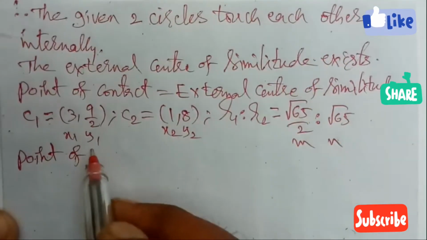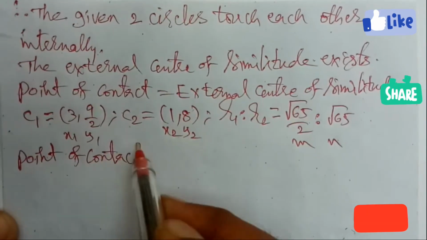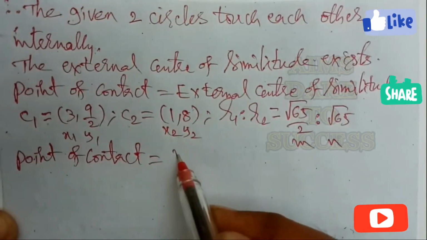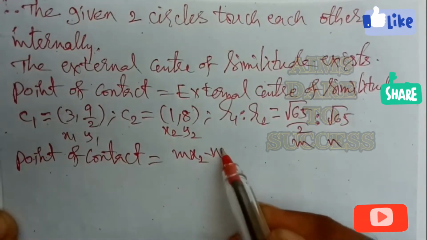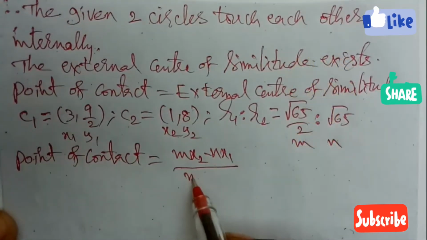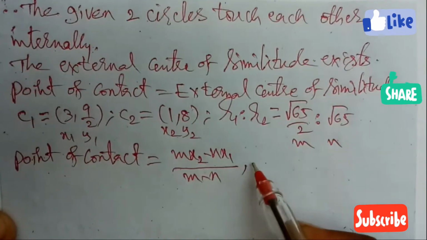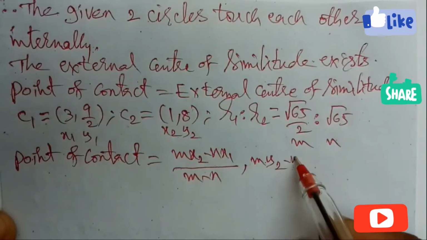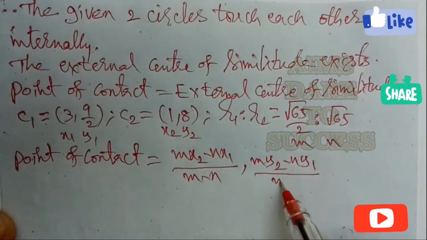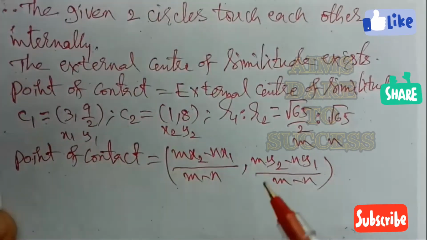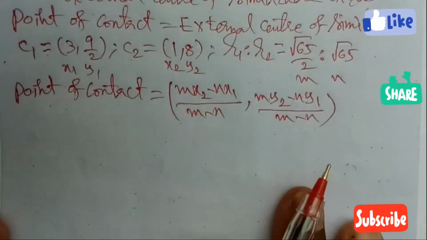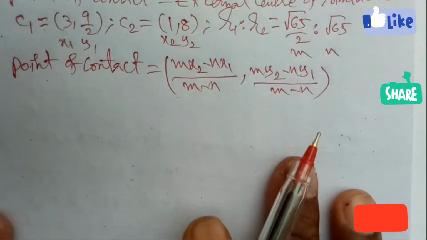Next, the point of contact is equal to (m x2 - n x1)/(m - n), (m y2 - n y1)/(m - n). Why? Because external means minus, internal means plus. So all the values we can substitute in this formula.